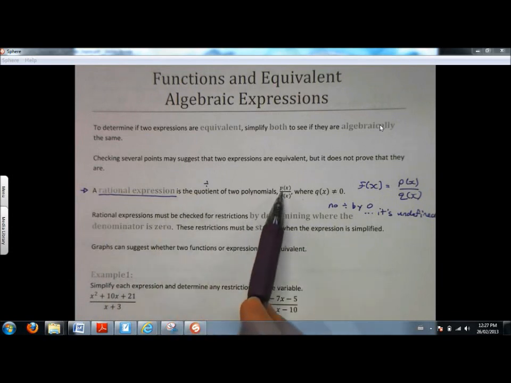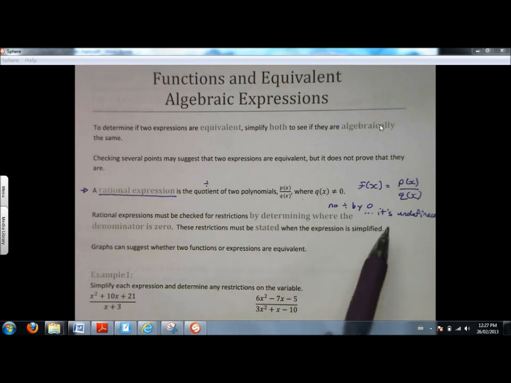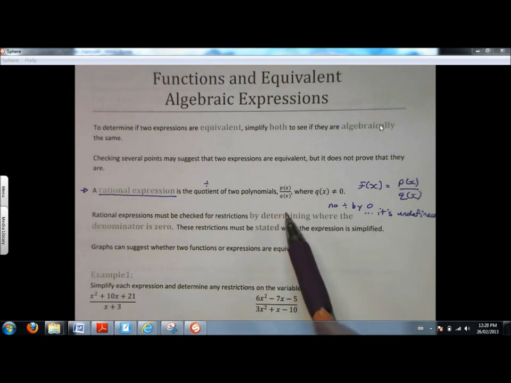Every time you have a rational expression, when you have a polynomial, something with x on the bottom, you have to state what x cannot be. You have to state what values of x make the denominator 0 so that whoever is using this function knows to avoid them. Let's give it an example.